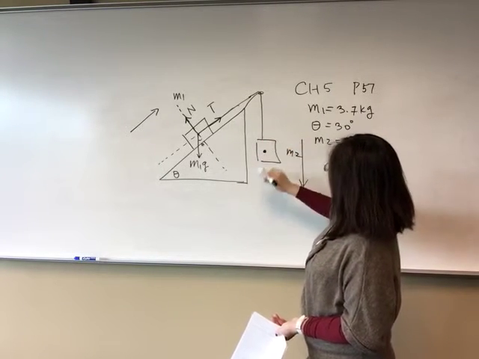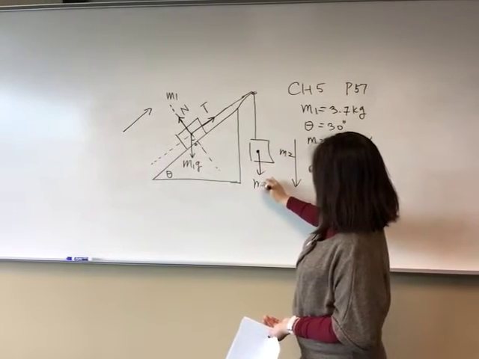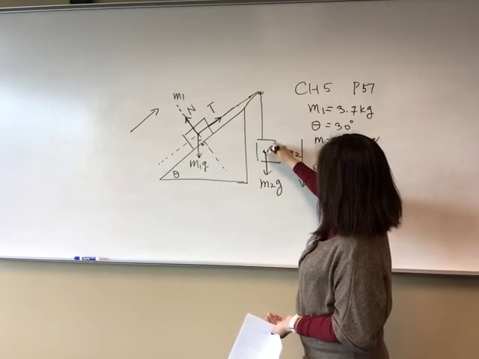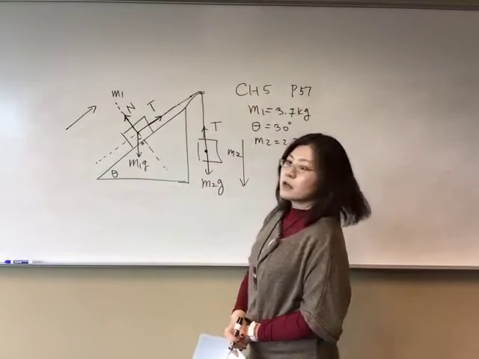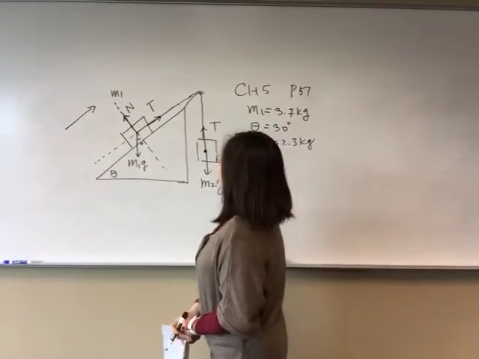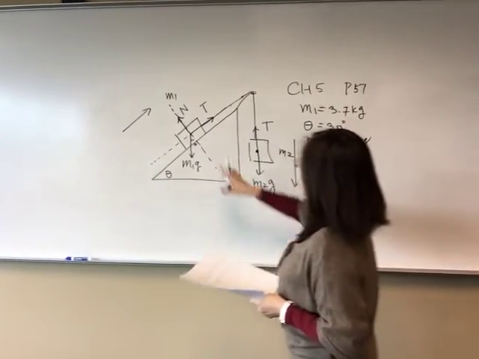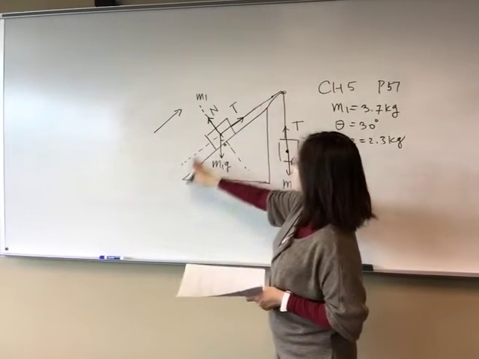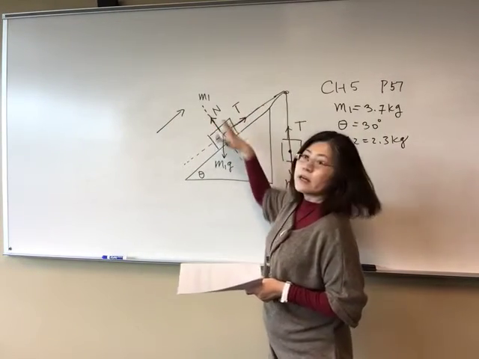Now, looking at M2, let's draw a free body diagram. It has gravity, so you have M2g, and then you also have the tension, which is upward, and the difference gives rise to the acceleration. So now let's apply this to the horizontal component in this case. Horizontally, it's moving. Vertically, it is not.